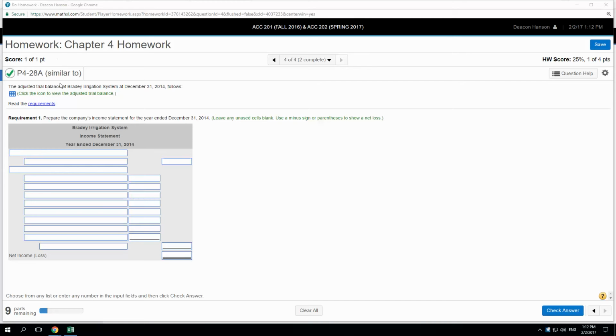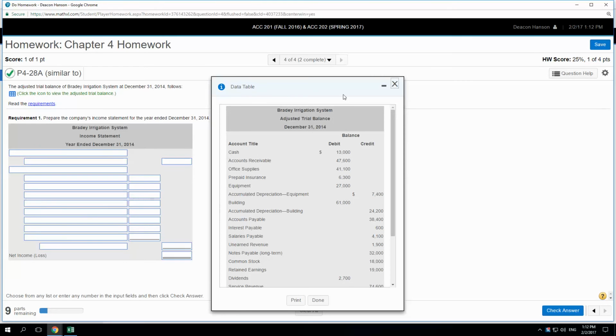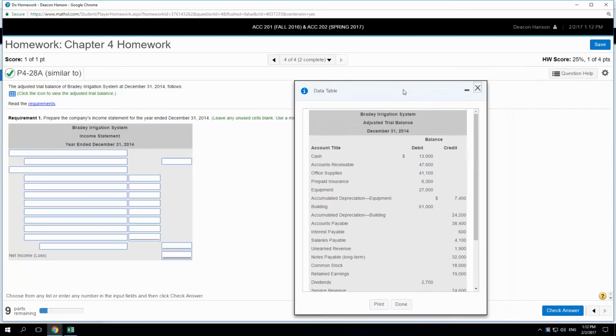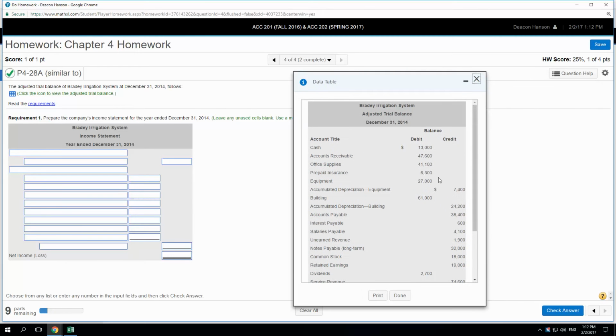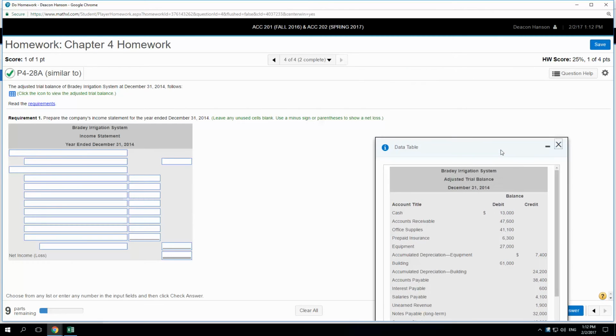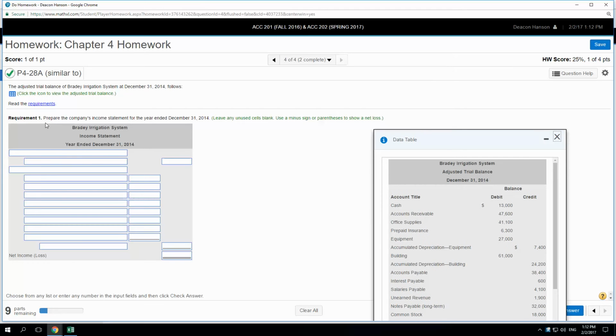So we have the adjusted trial balance of Brady Irrigation System, as of December 31st, 2014, in this little link. So we can take this up here, and this is an adjusted trial balance. And what they want me to do is first prepare the company's income statement for the year ending December 31st, 2014.